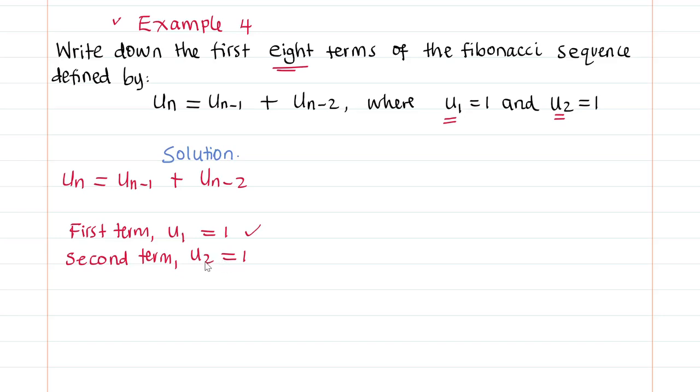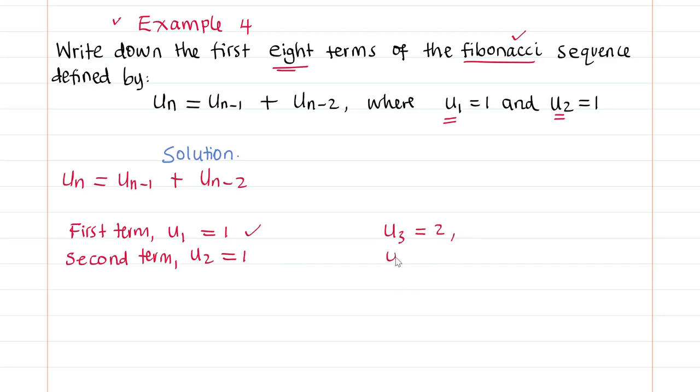How do we find the third term when we are looking at the Fibonacci sequence? Remember we said the next term is obtained by adding the previous 2 terms, right? The next term is obtained by adding the previous 2 terms. That was the definition and the explanation we had under the Fibonacci sequence. That means here our third term u3 becomes 1 plus 1. It gives us 2.